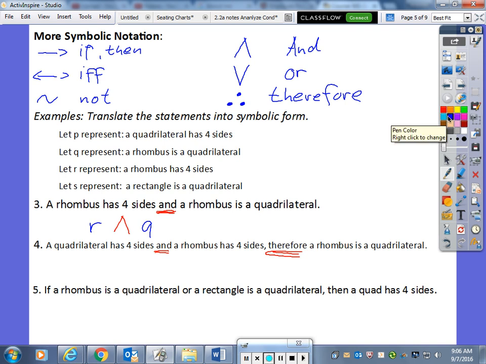A quadrilateral has 4 sides. P and, I'm going to do this in red, R. Then I'm going to use the symbol for therefore, indicating our conclusion here. Therefore, a rhombus is a quadrilateral, and that is represented by Q.